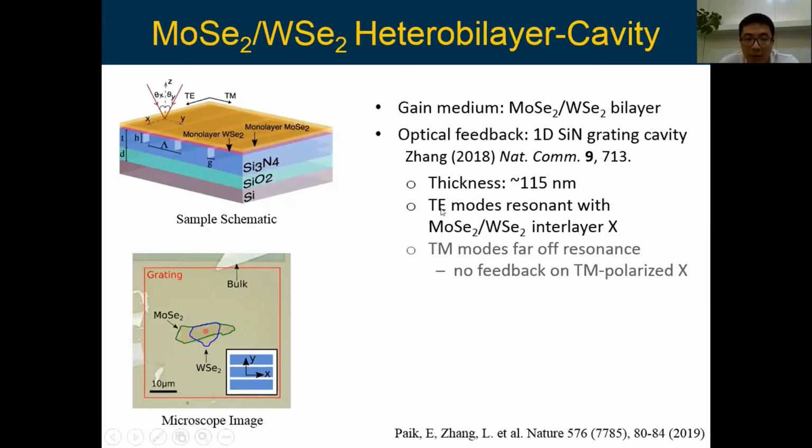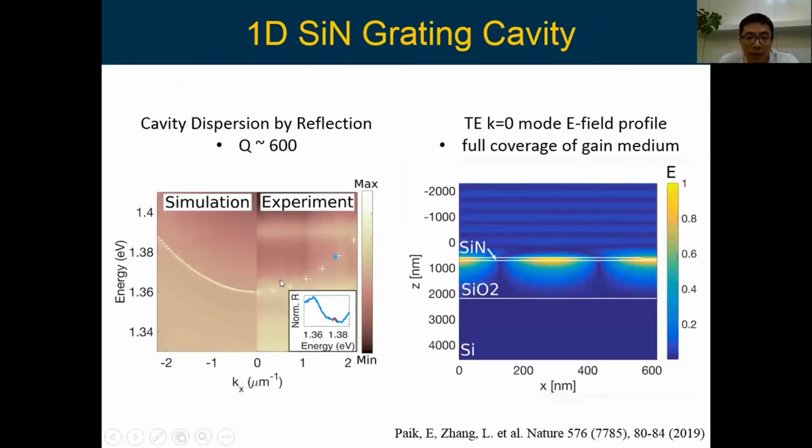And also we have a TE and a TM mode. In this design, we make sure the TE mode is in resonance with the interlayer transition, but the TM is far off resonance. So in the TM mode, there is a bare interlayer exciton emission, which could provide a good reference for the lasing. And here is the fabricated grating. We measure the Q is around 600, not quite high, but from the simulation, the field indeed will extend over the entire grating.